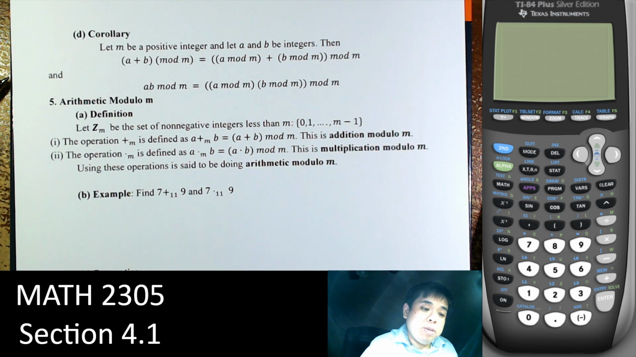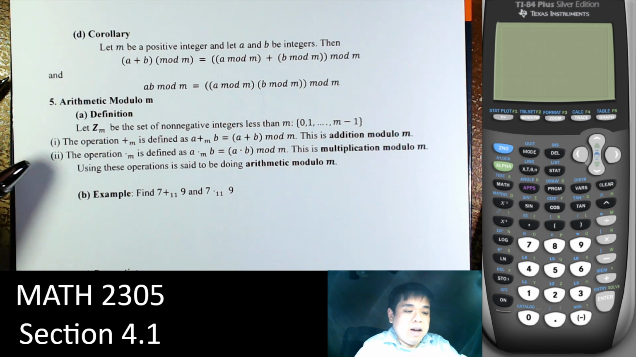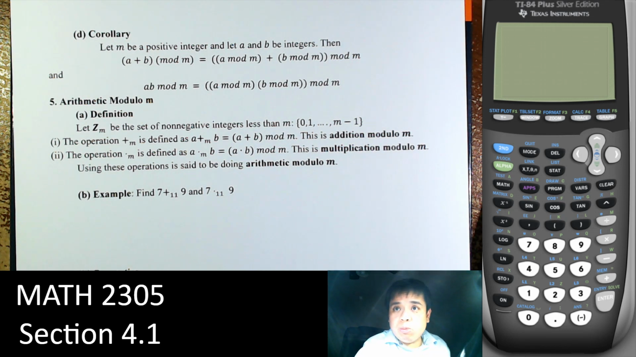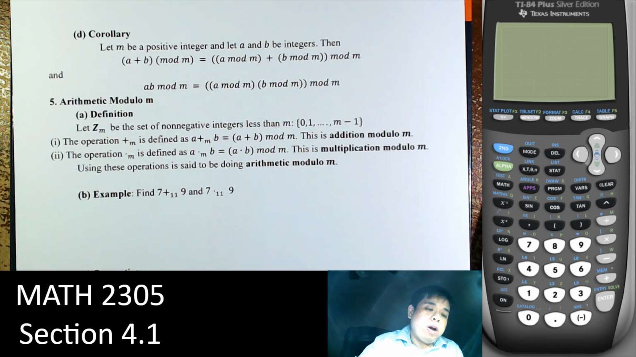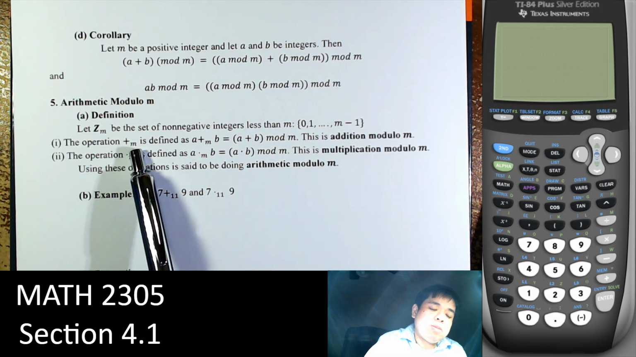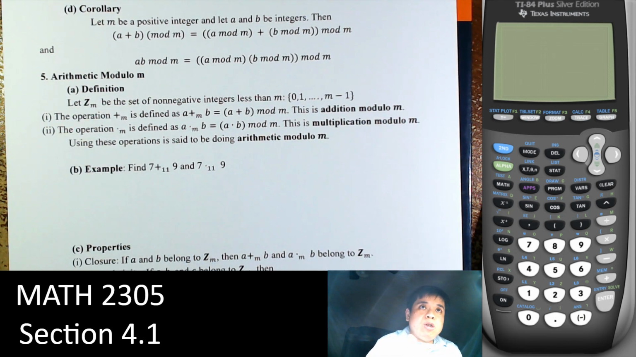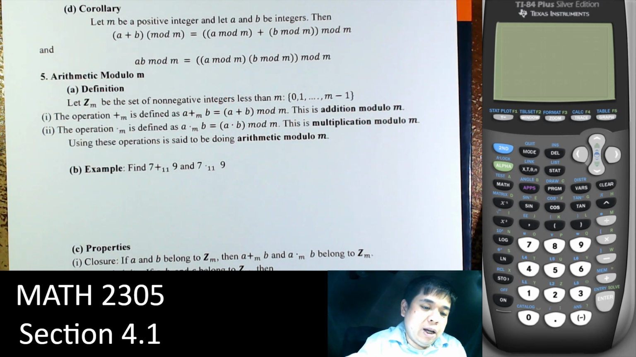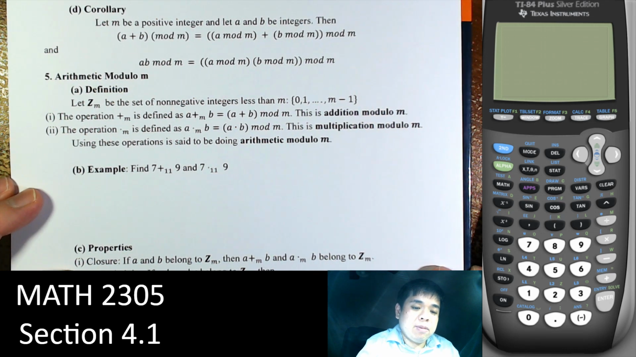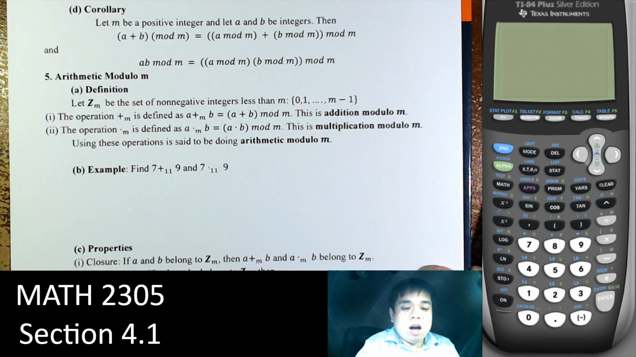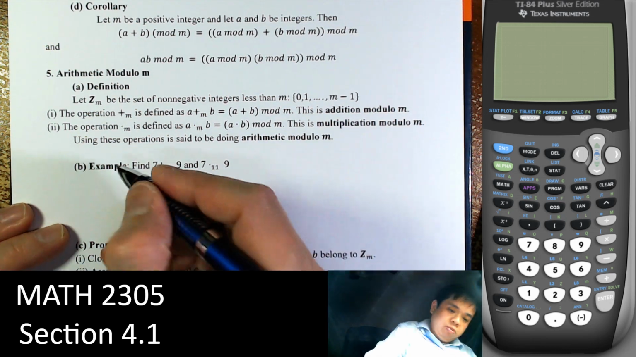Next we call this the arithmetic modulo m. Let Z_m be the set of non-negative integers less than m. Later on we can see that this is a group. So we go from 0 to m minus 1, all non-negative. The operation with subscript m is defined as a plus b modulo m, and then multiplication the same way.